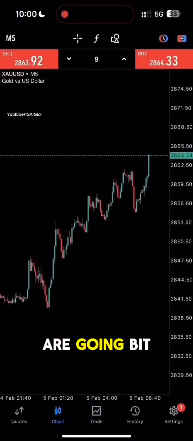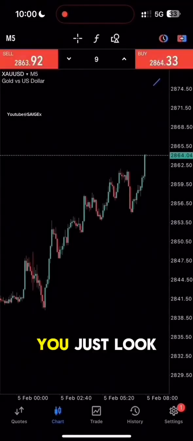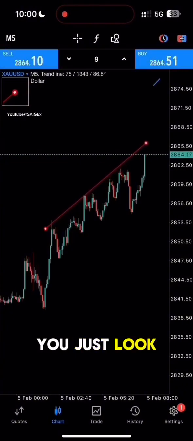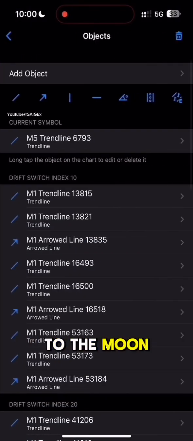So this means that it's good for the health of our account. From $10 we are going bit by bit. We are now in $12. So by trading like this, you just look out for that one entry that will blow up the account and take it to the moon.